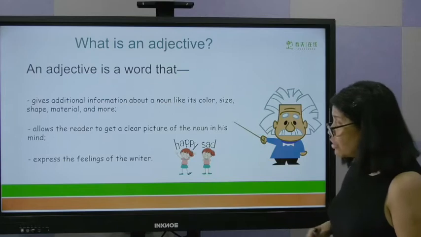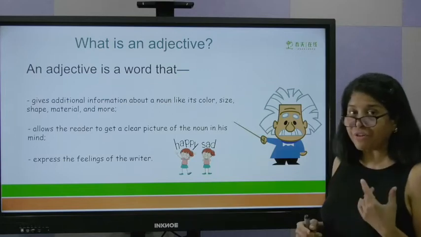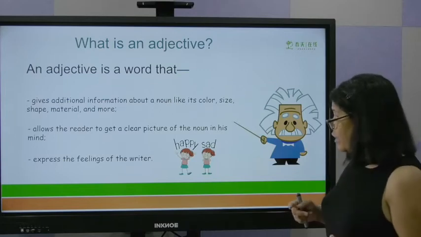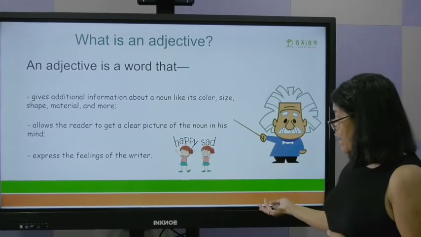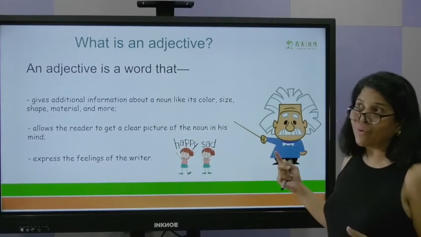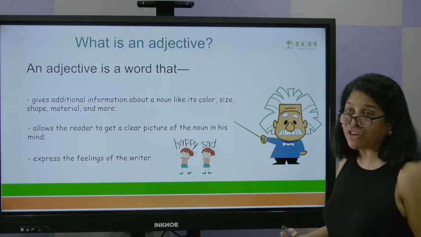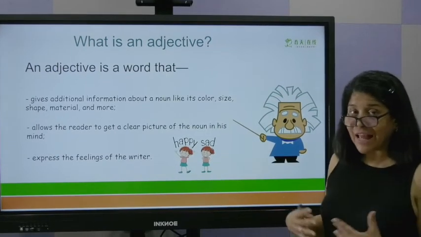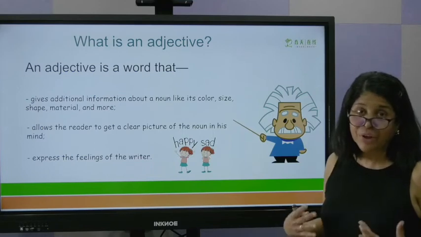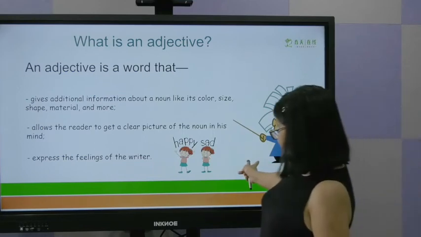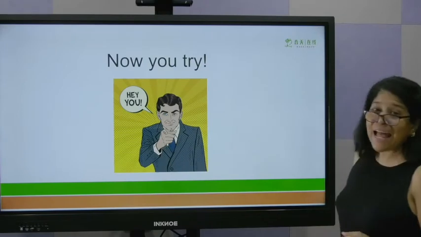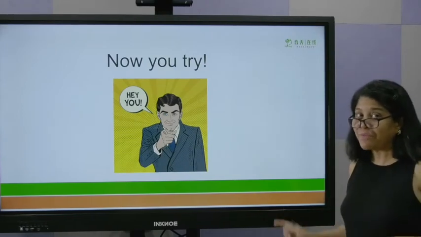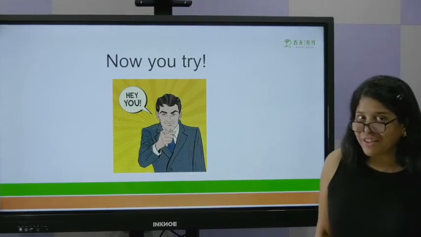An adjective also expresses the feelings of the writer. So what kind of feelings do we have? We have happy and sad. So when you have this in the sentence, you actually know how the writer is feeling. So it's very important to have adjectives to say exactly what you mean. Now it's your turn to try some exercises to see if you've understood this well.